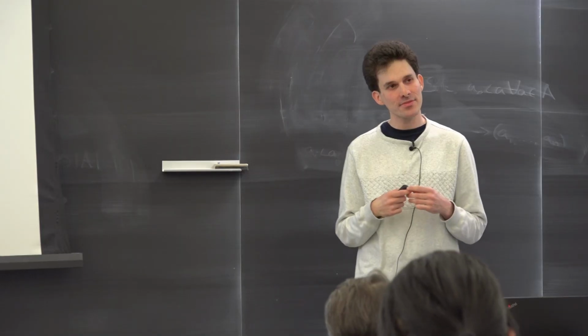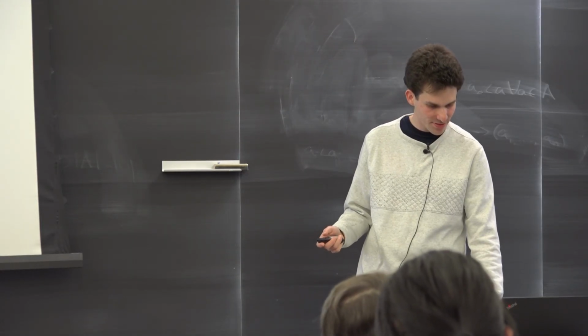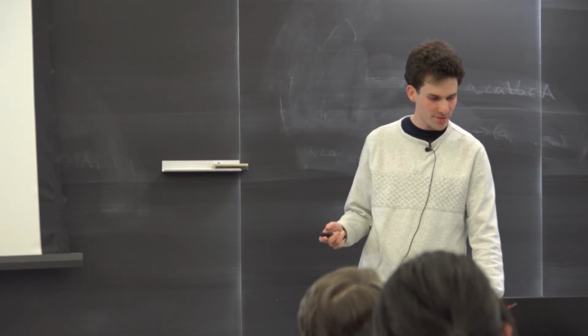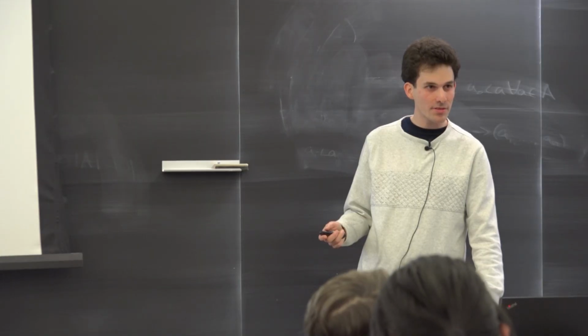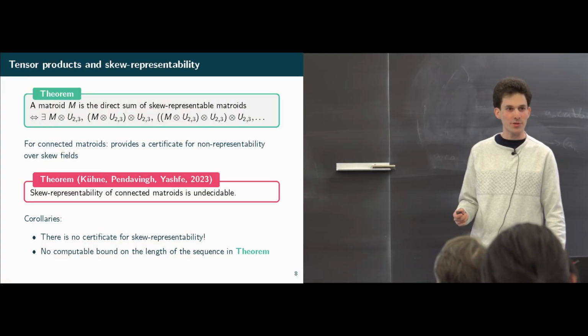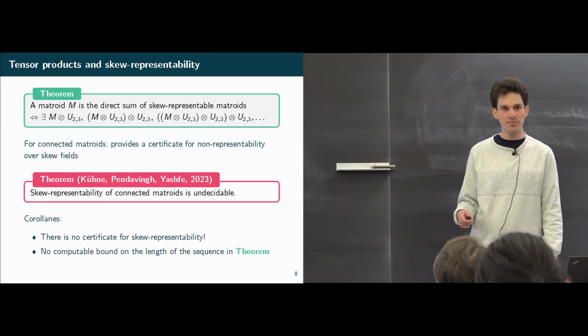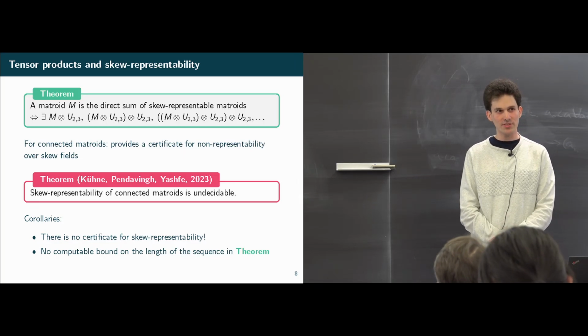I had a question about what you were saying about the certificates about the fields. So is it decidable, is there a certificate that a matroid is representable, not skew-representable? Yes, for normal fields, the representation is a certificate, and it's also decidable. For normal fields, yeah, representability is decidable.